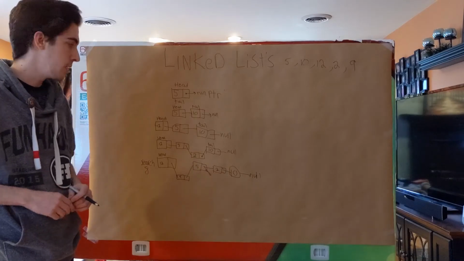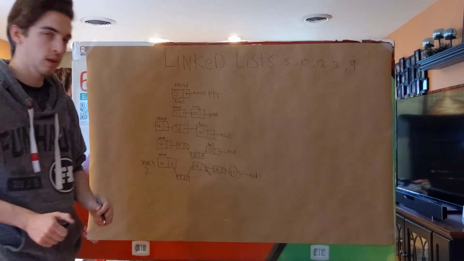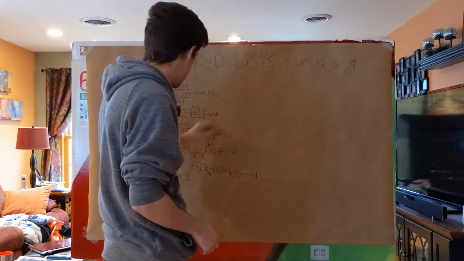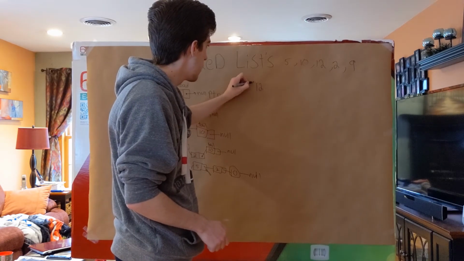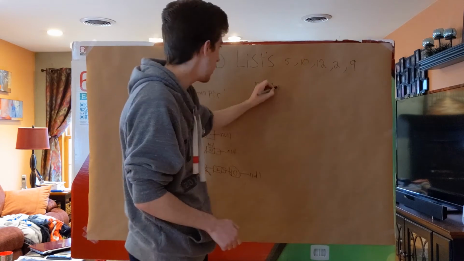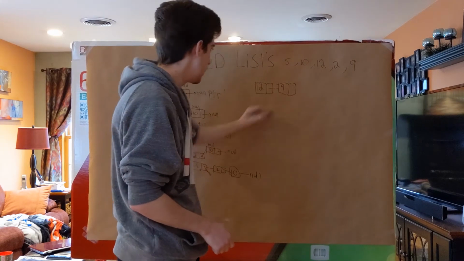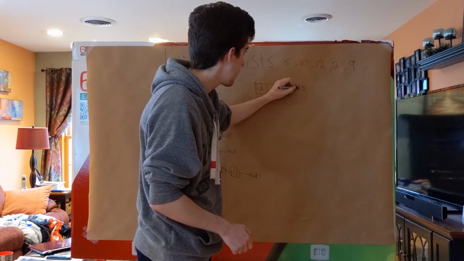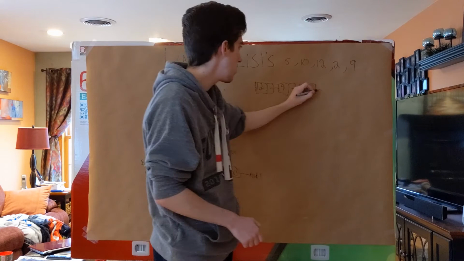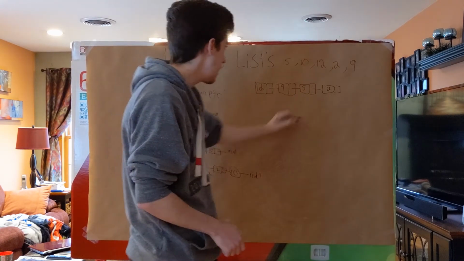Okay, so now we will be deleting from our linked list. Not the entire linked list, but one of the nodes inside of it. I'll redraw it over here so it's a little bit more neat. It starts off with 12 as the head. 12 points to 9. 9 points to 5. 5 points to 2. 2 points to 10.